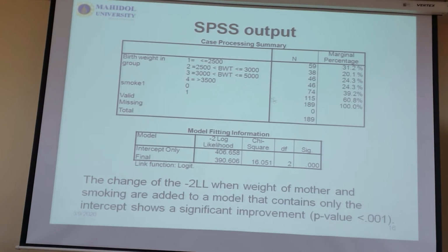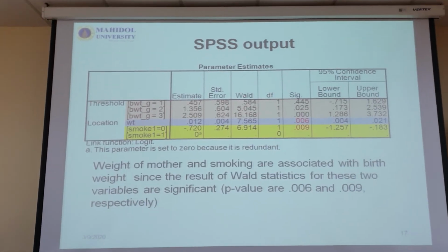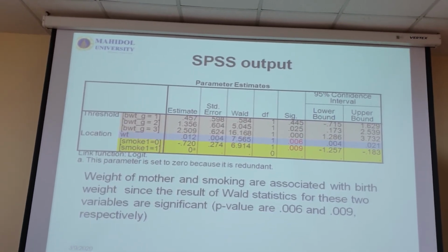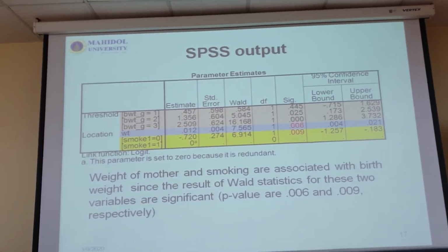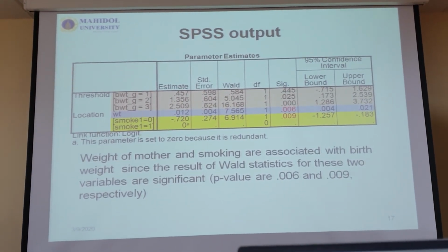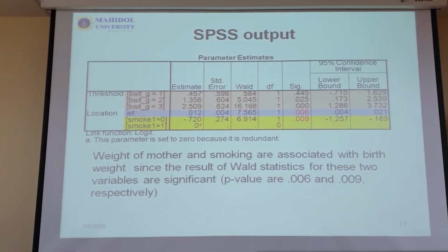Okay, this is -2 log likelihood from the output. The pink part is the alpha, or beta 0. How many groups do we have? We have 4 groups, right? Since we have 4 groups, we have 3 alphas.